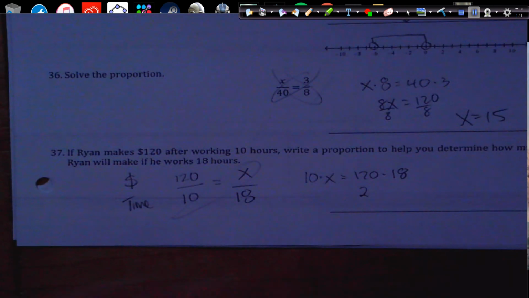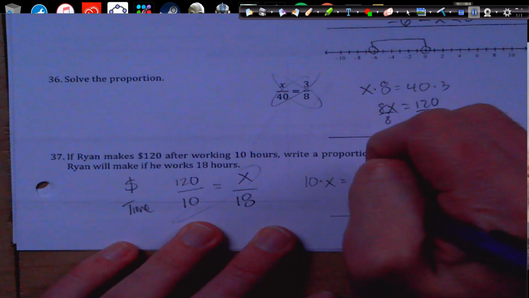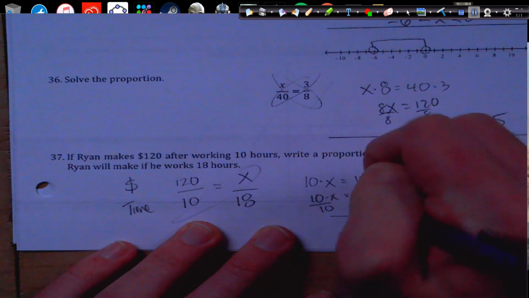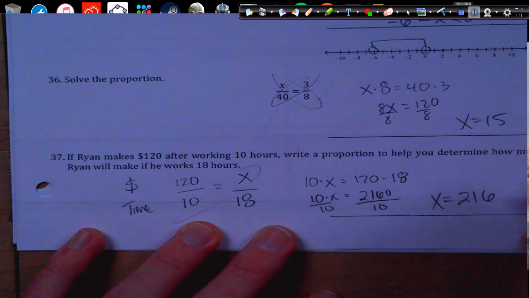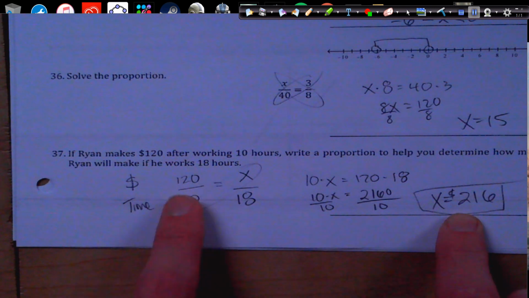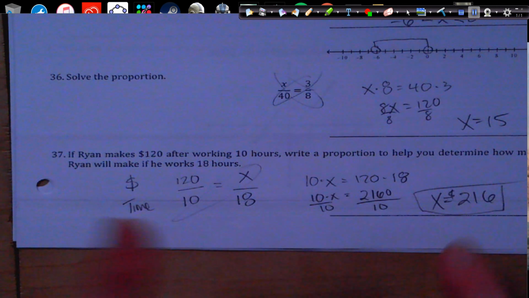And we're going to get, the lights are off. Woo! Okay, we're going night mode, I guess, on this last problem. 2160 equals 10x, divide by 10, divide by 10, and we're going to get x equals 216. And that seems to make sense. 120 times 2 would be 240. I'm not working double the amount of time, so it's close, but it's not quite.